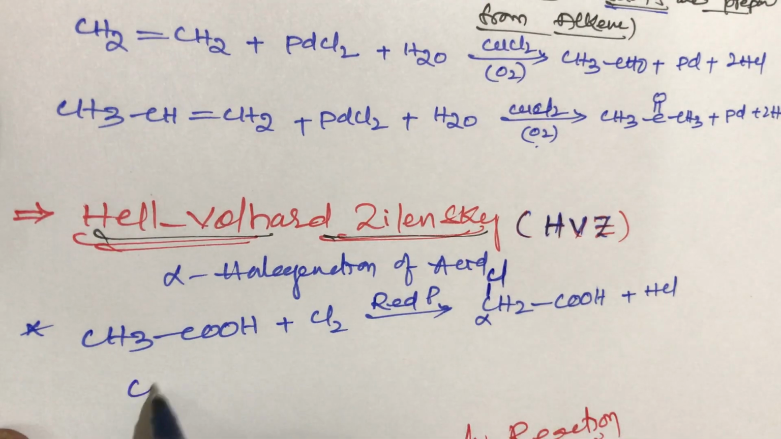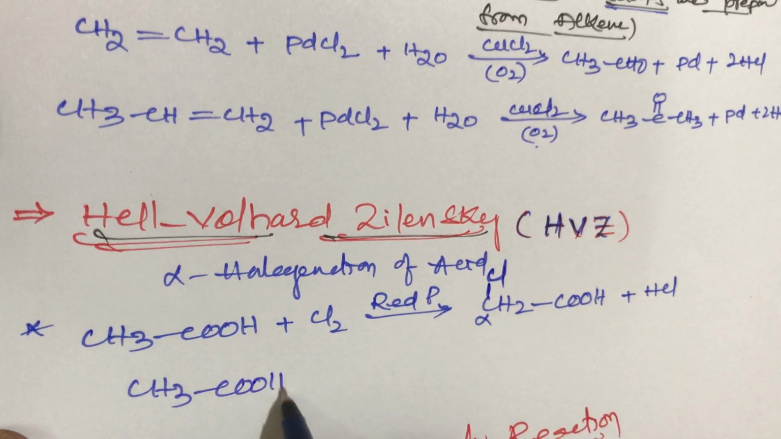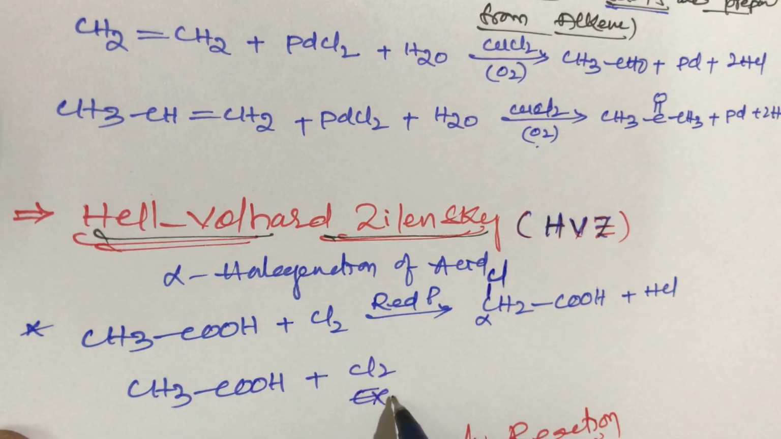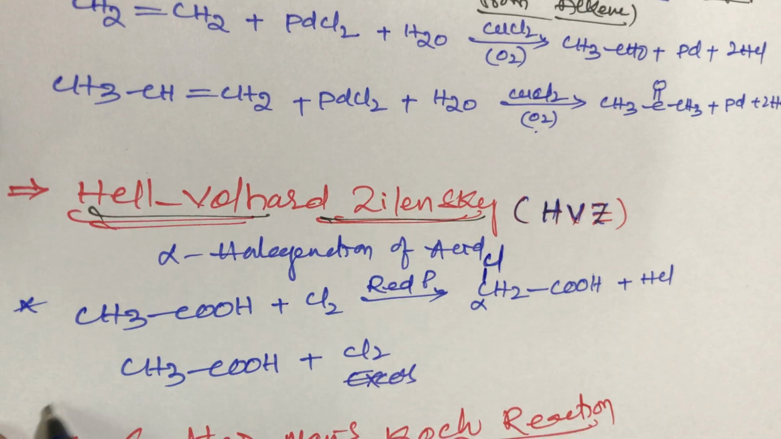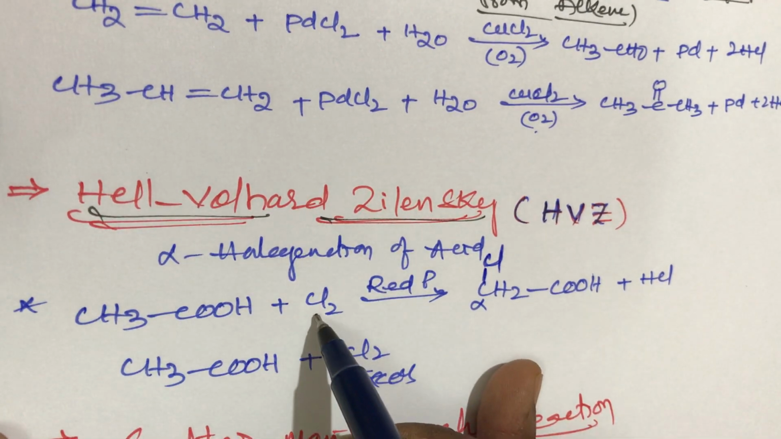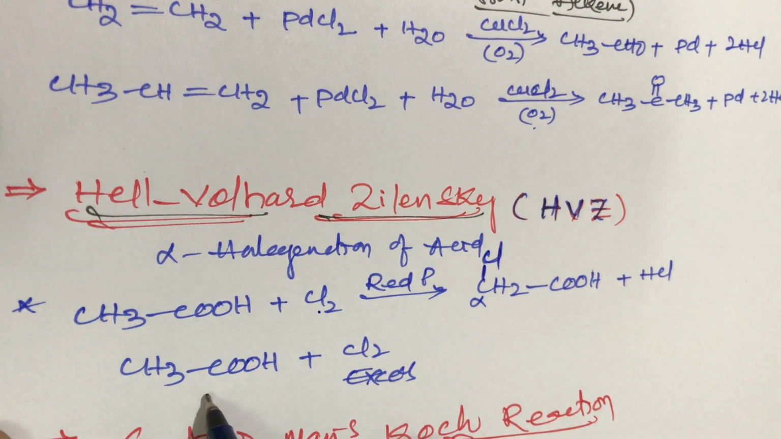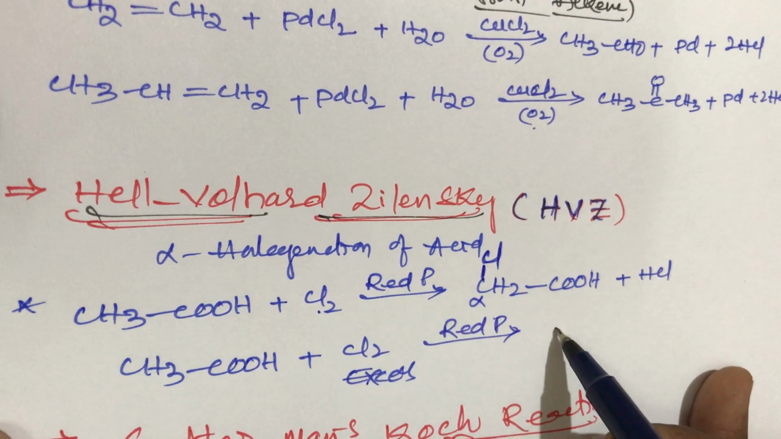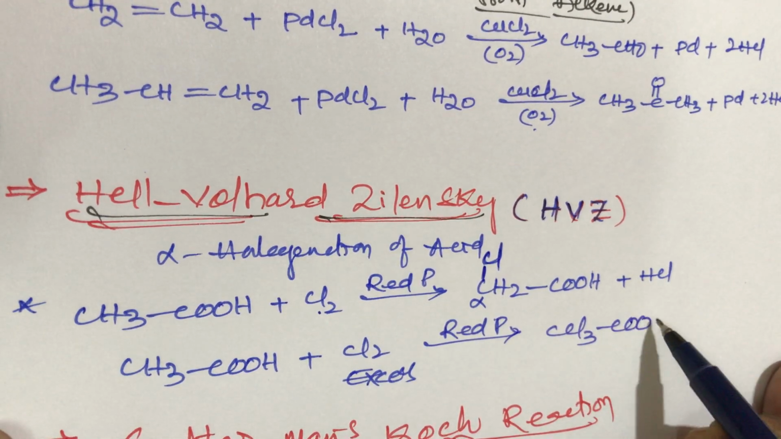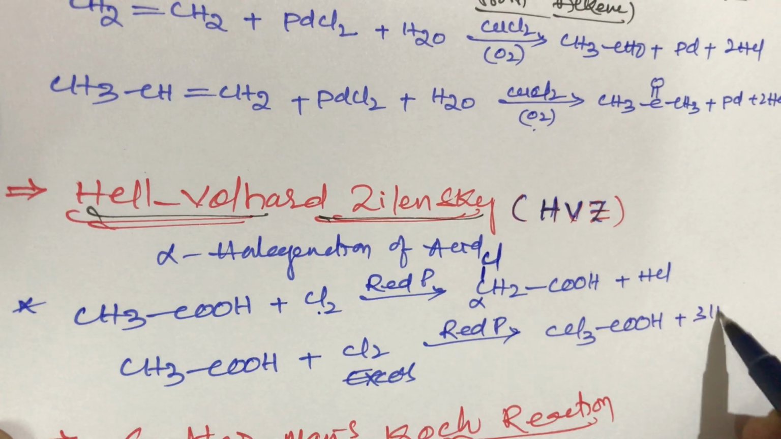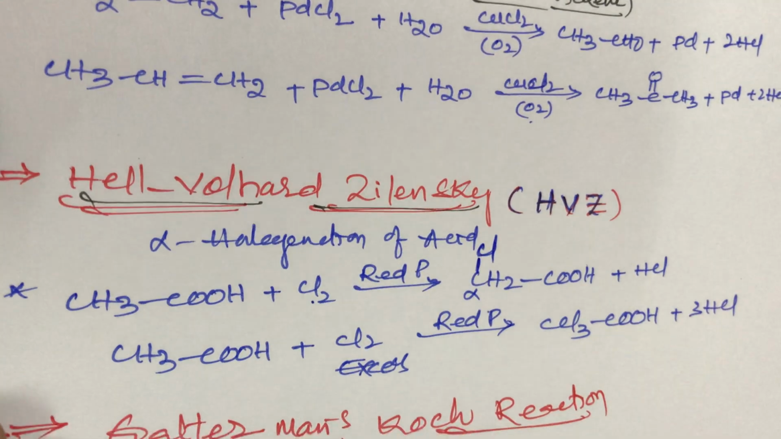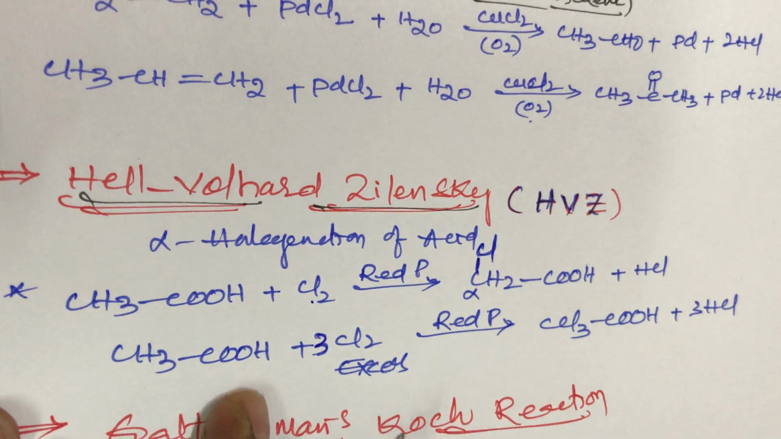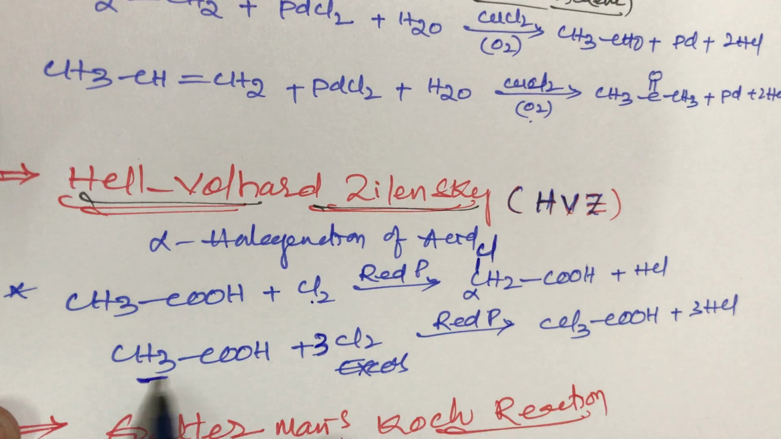If we take the same thing, when acetic acid reacts with excess chlorine, Cl2, it is the same thing. Here we took 1 mole, but here it is in excess. When acetic acid reacts with excess chlorine in the presence of red phosphorus, we get trichloroacetic acid plus 3 moles of hydrochloric acid. In this reaction, 3 moles of chlorine are involved.